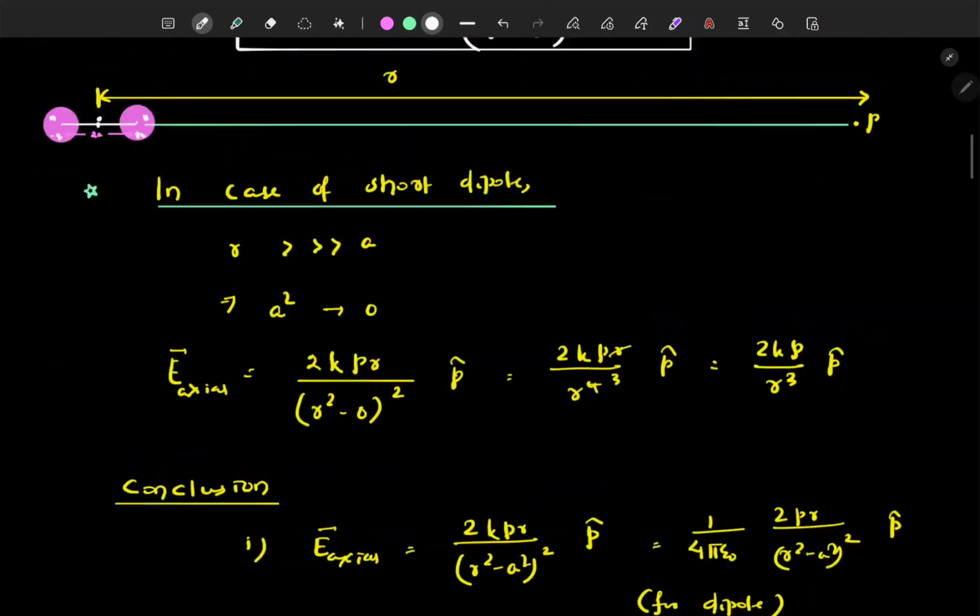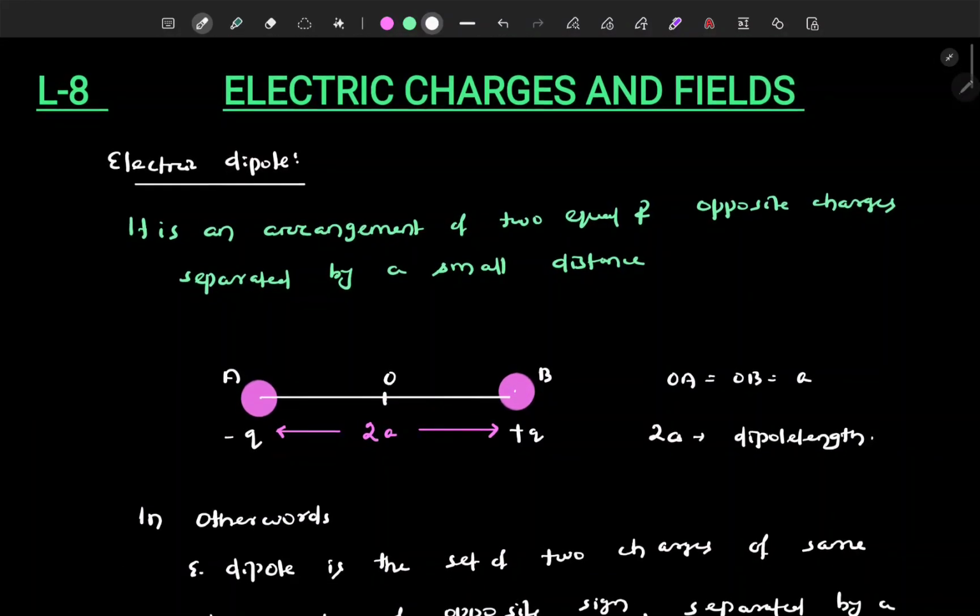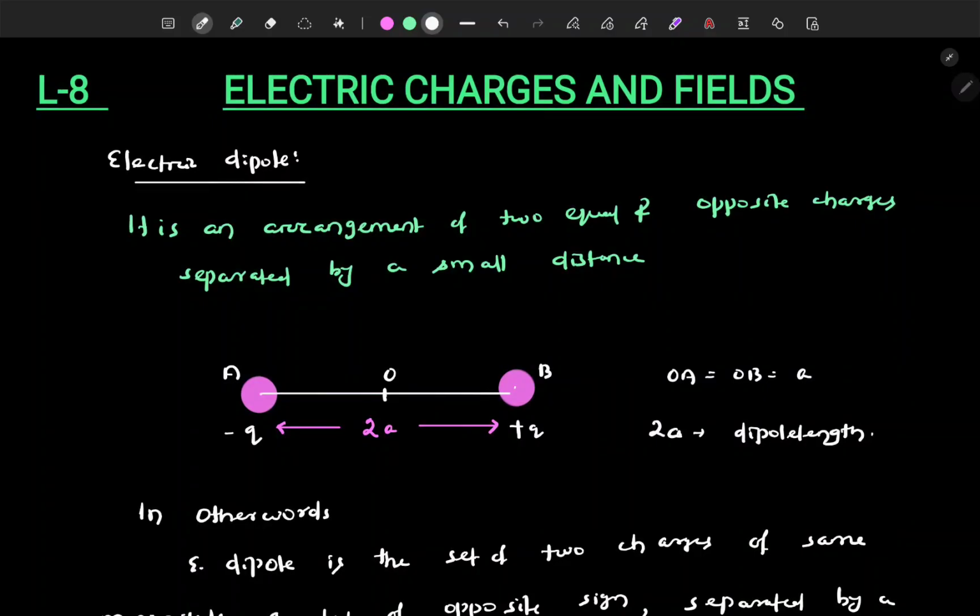So what is an electric dipole and the electric field due to an electric dipole, this is already completed. In lecture number 8 we completed the electric dipole and the field due to an electric dipole. In lecture number 9, we covered the dipole, the axial line, the equatorial line and any position, along with related numericals, all solved.